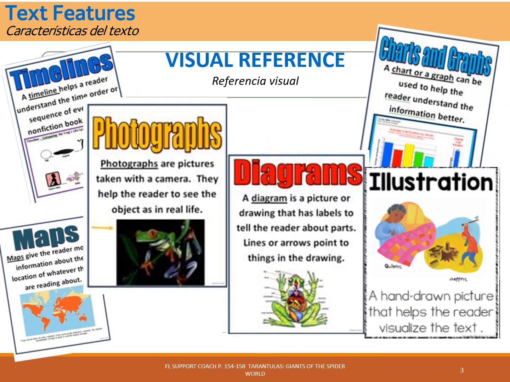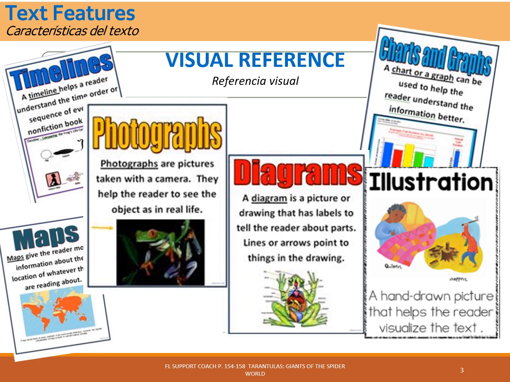Our second category of text features are our visual reference text features. Things like charts and graphs that help us explain some of the numbers within a text or the calculations. Timelines that help us understand the sequence of things. Maps that give us locations and different categories around the world or in a specific location dealing with our topic. Illustrations, which are drawn pictures.